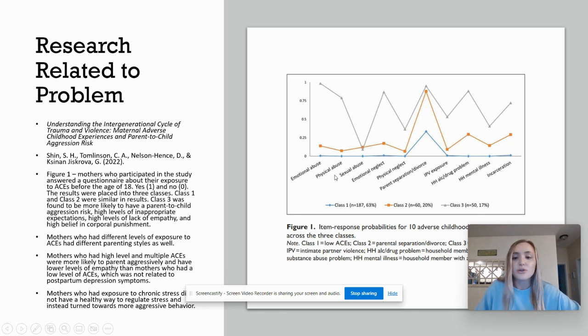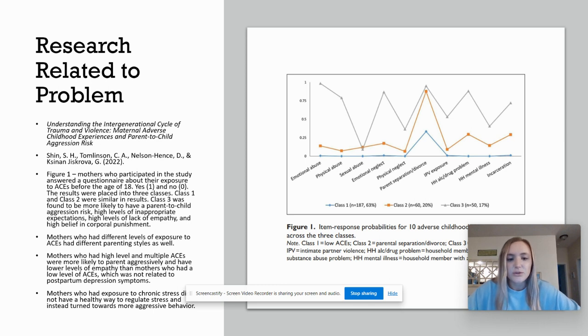So class 1 and class 2 were actually pretty similar in the results that they found, but class 3 was found to be more likely to have a parent-to-child aggression risk, high levels of inappropriate expectations, the mother having inappropriate expectations for the children, high levels of a lack of empathy, and a high belief in corporal punishment. So mothers who had different levels of exposure to ACEs had different parenting styles as well. And mothers that had a high level and multiple ACEs were more likely to parent aggressively, have lower levels of empathy than mothers who had low levels of ACEs.